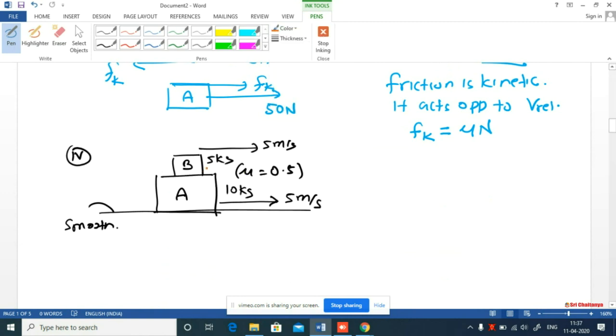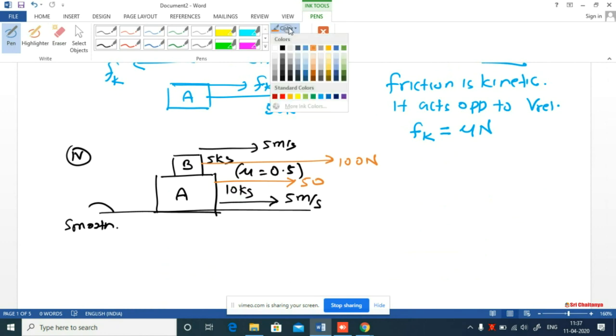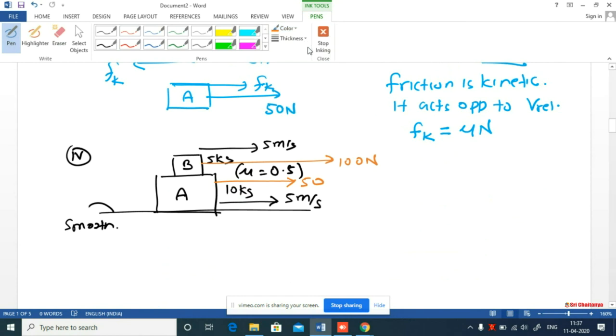And then let us show some forces acting on them. Let us say there is a force of 100 Newton acting on B, and there is a force of, let us say, 50 Newton acting on A. So these are the forces. So to solve the question, again, we have to follow the same process, right? First, we'll ask, is V relative equal to 0? The answer is yes. So now we know that friction may be present, right?